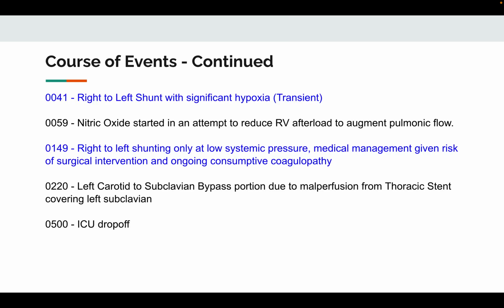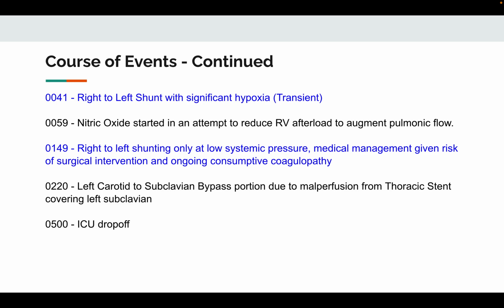Once we weaned from cardiopulmonary bypass, there was significant right to left shunting with hypoxia. This was noted whenever our SVR dropped, or mean systemic pressure dropped. And so we noted right to left shunting that was perfusion dependent. We started nitric oxide in an attempt to reduce RV afterload so that the right to left shunting would be less prominent, even though we had preserved RV function.